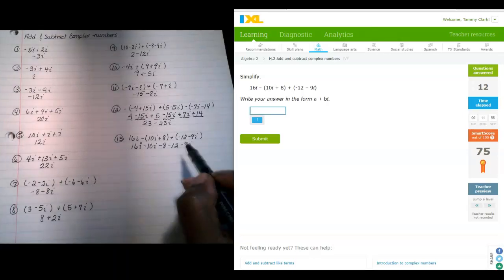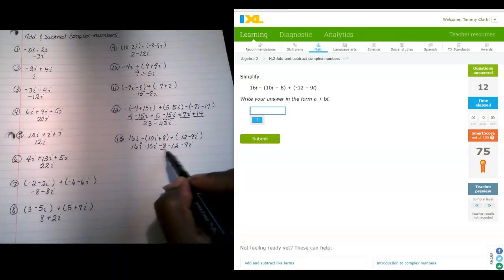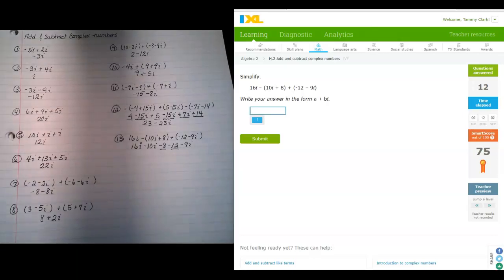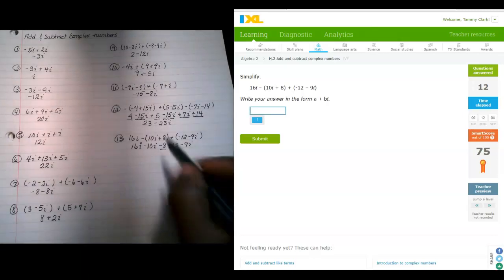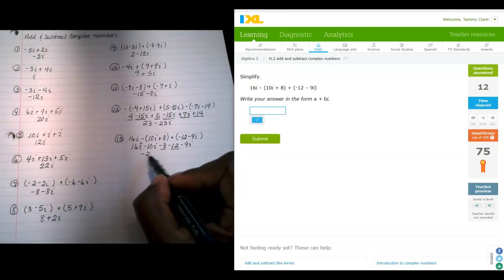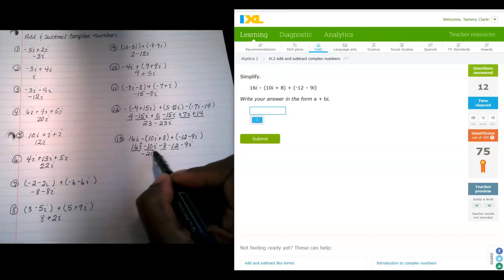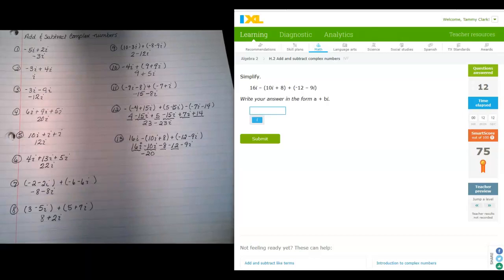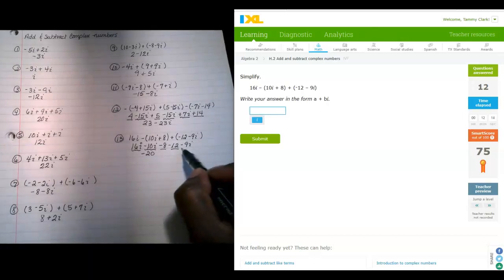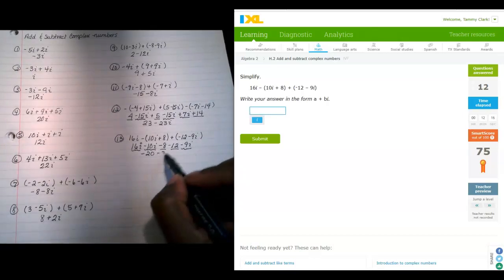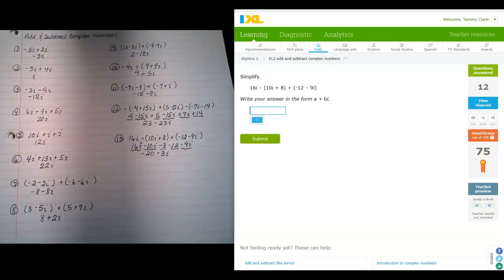And let's go ahead and combine like terms, real terms. So negative 8 minus 12 is negative 20. And then we've got 16i minus 10i, which is positive 6i. Positive 6 minus 9 is negative 3i. So we've got negative 20 minus 3i.